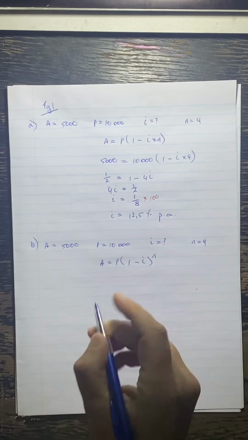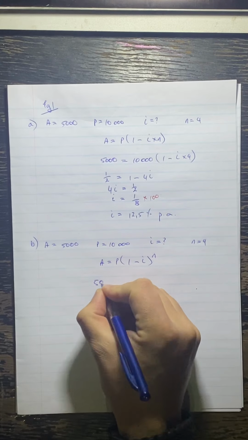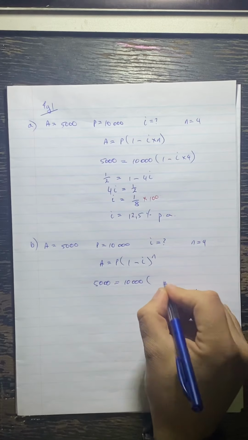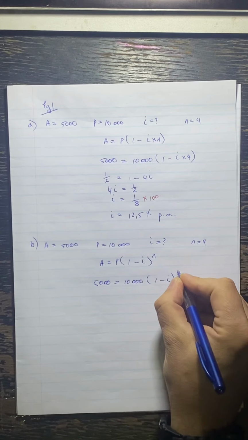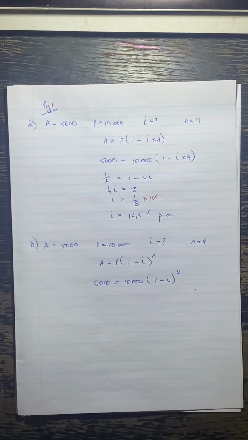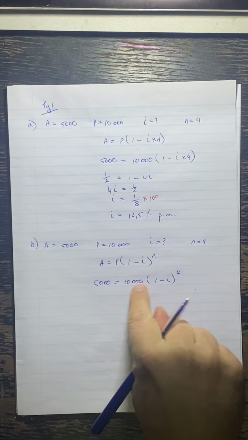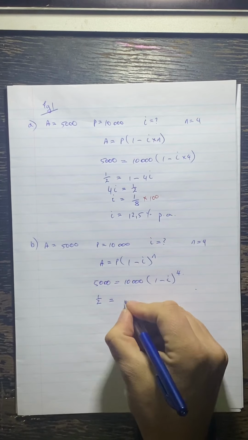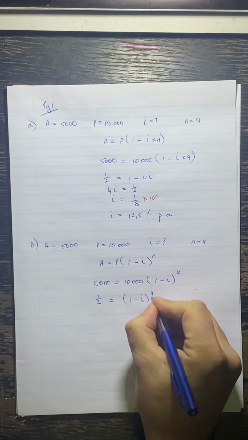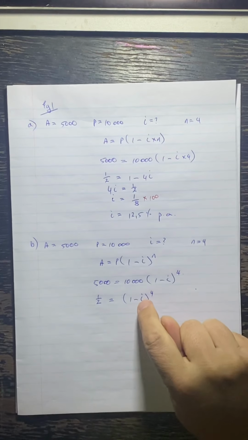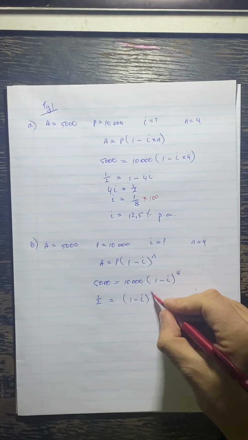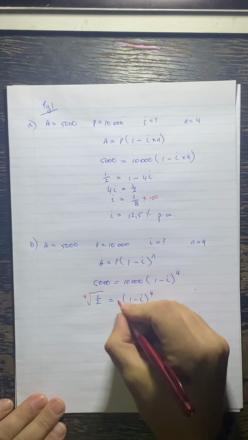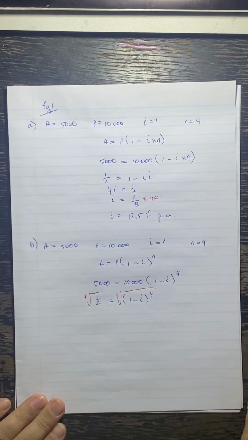Just substitute the values in, and we get 5,000 is equal to 10,000(1 minus I) to the power of 4. Okay, so first thing I'm going to do, divide both sides by 10,000, and we get a half is equal to (1 minus I) to the power of 4. Now remember, we need to get this I on its own. So we have to get rid of that power. So I have to take the 4th root on this side and the 4th root on that side.